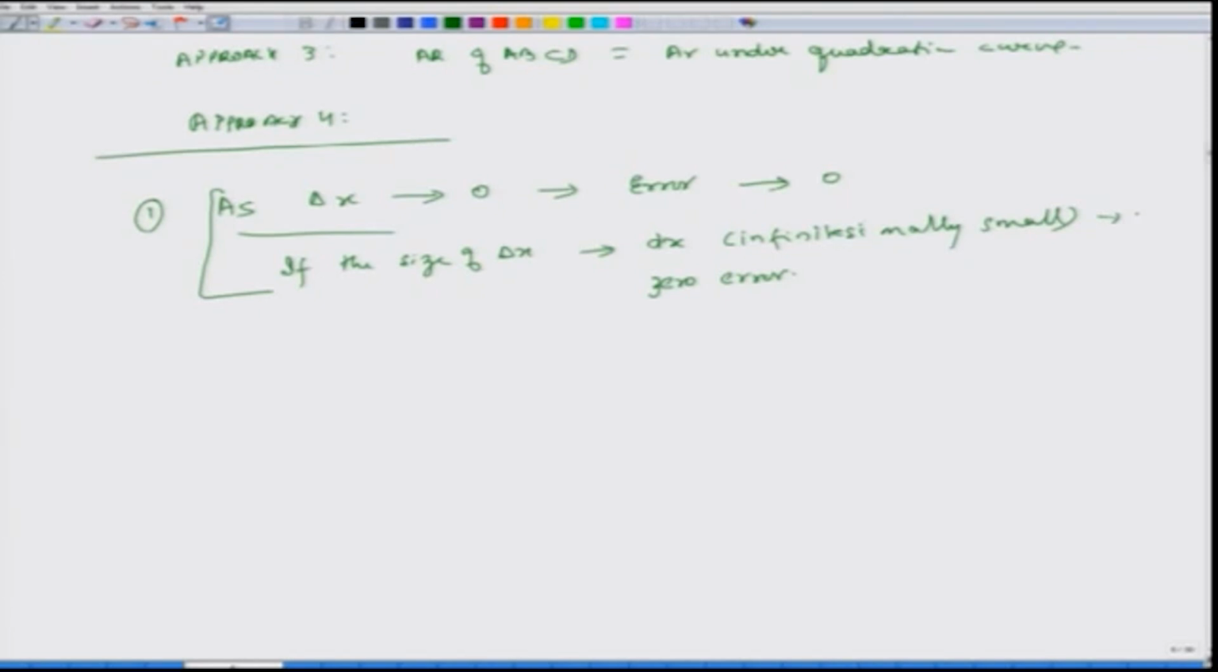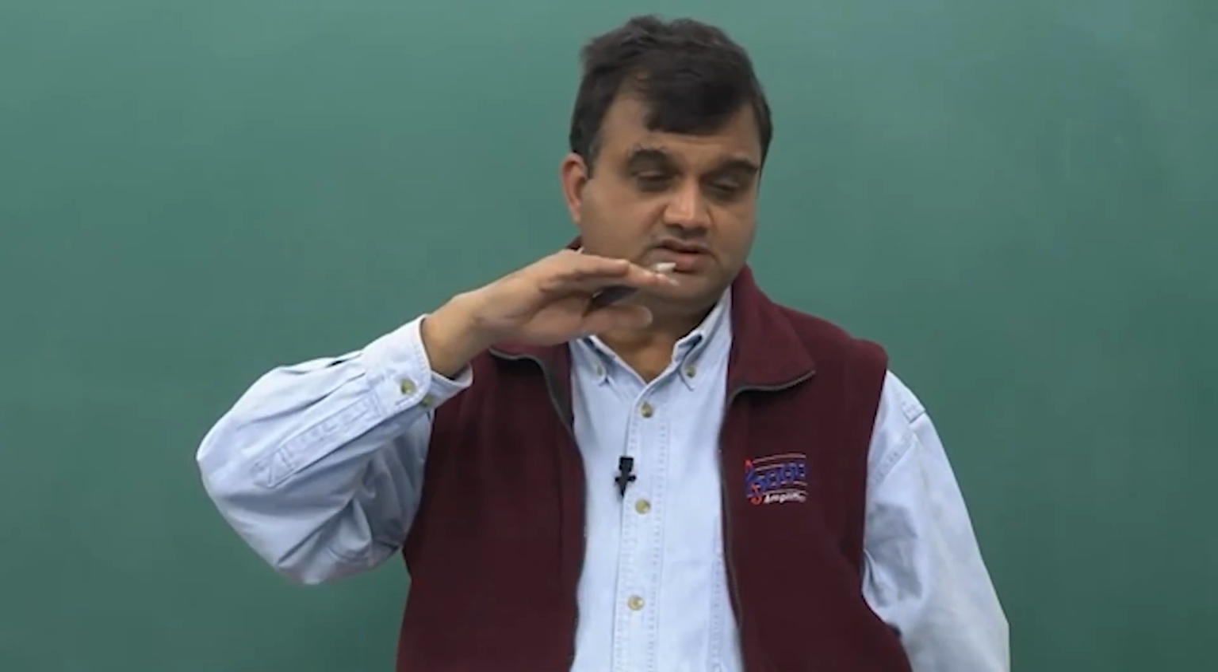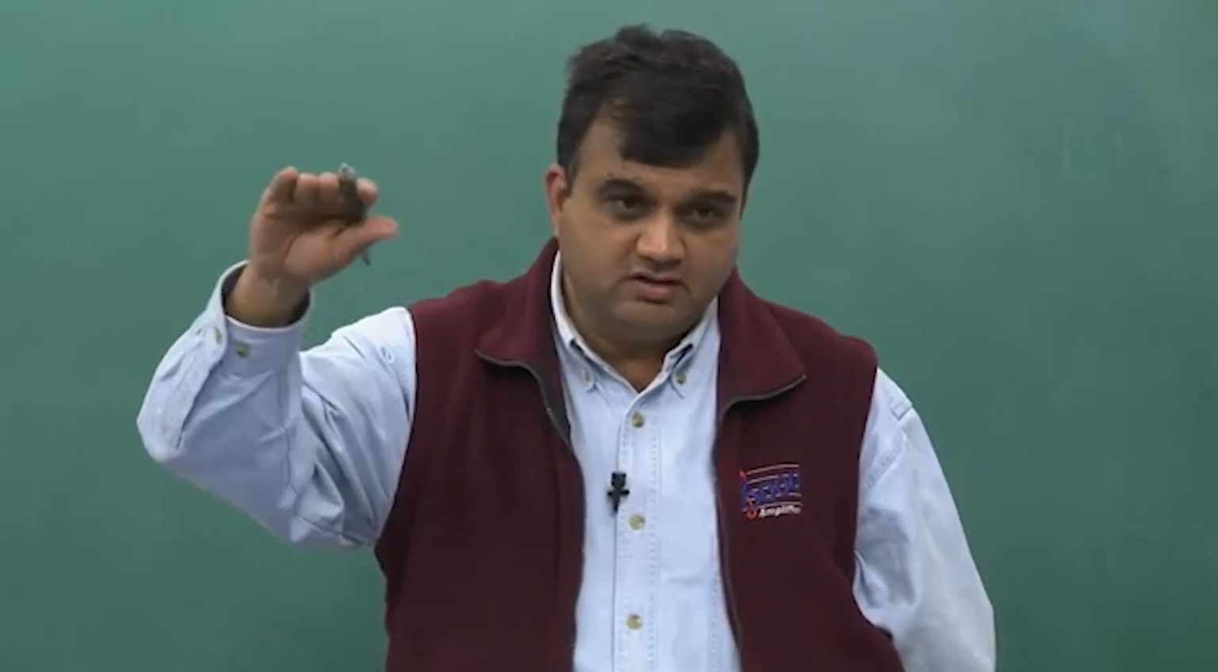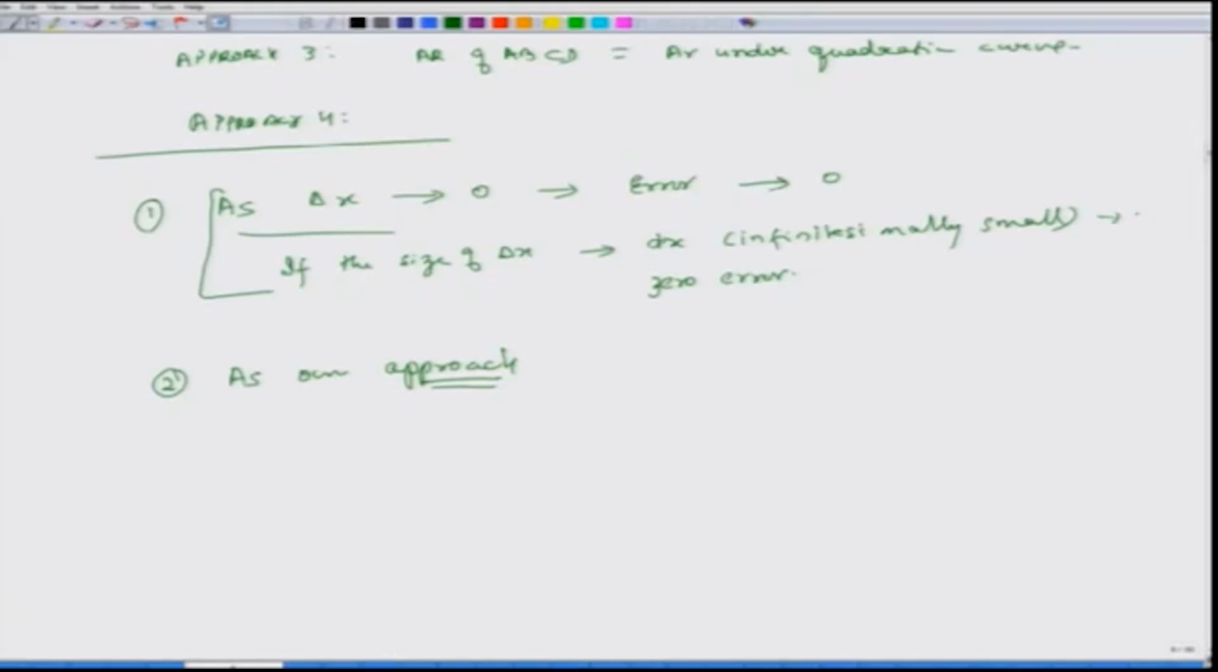This is one thing. The second one is, as our approach becomes more sophisticated, see, in the first approach we assumed that height was constant. In the second approach we said height was linearly varying. In the third approach we said that height was quadratically varying. So, as our approach becomes more sophisticated, and this is a general thing, error goes to 0.